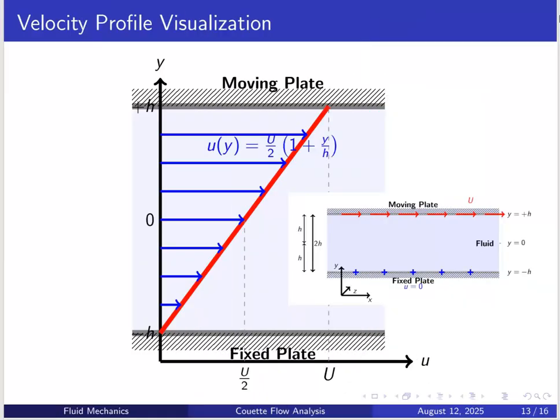Now if we plot that, it will look like this. The velocity is increasing, and we get the profile. So u is equal to U/2 times (1 plus y/h).